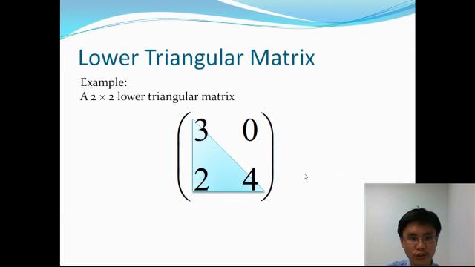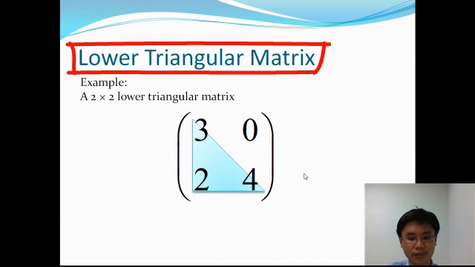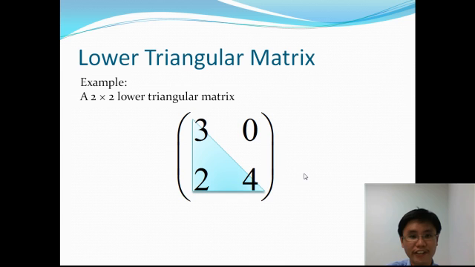Now we move on to lower triangular matrix. The characteristic of lower triangular matrix is opposed to the characteristic of upper triangular matrix. This is an example of lower triangular matrix. The order of the matrix is 2 by 2, which indicates that this matrix is a square matrix. As you can see from this example, all elements which lie in the blue triangle are non-zeros. Elements which do not lie in the blue triangle are zeros.